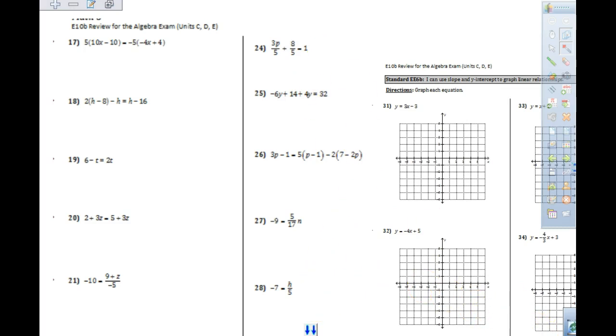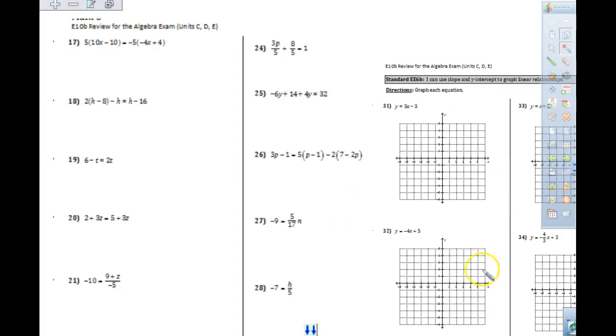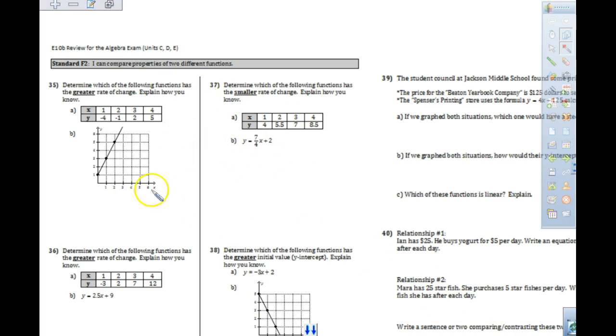This last part is graphing, just like that 10A that we were looking at. When you look at 31 to 34, that's like doing your graphs, like the 10A. And then that last part is when we are taking a look at what is the slope and y-intercept and what does it mean?